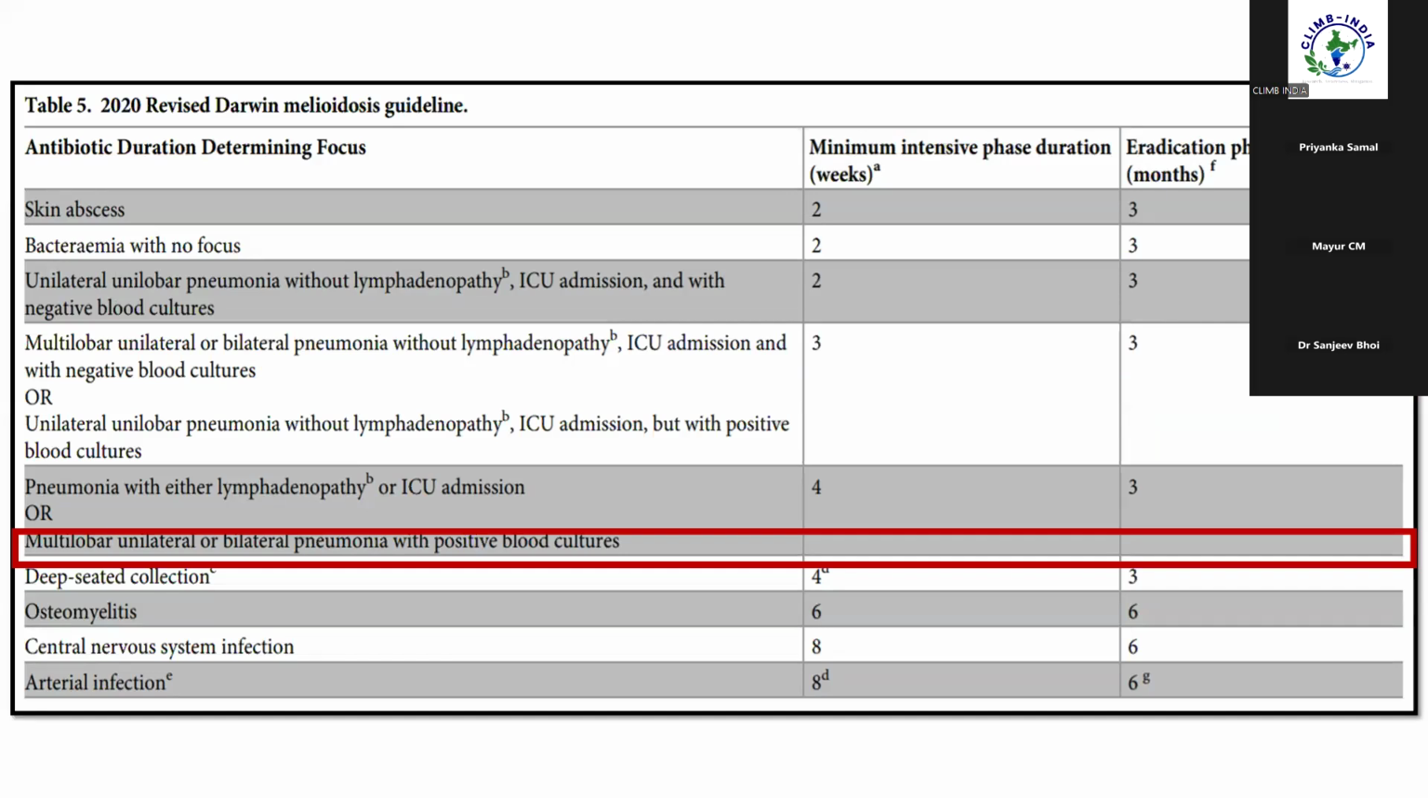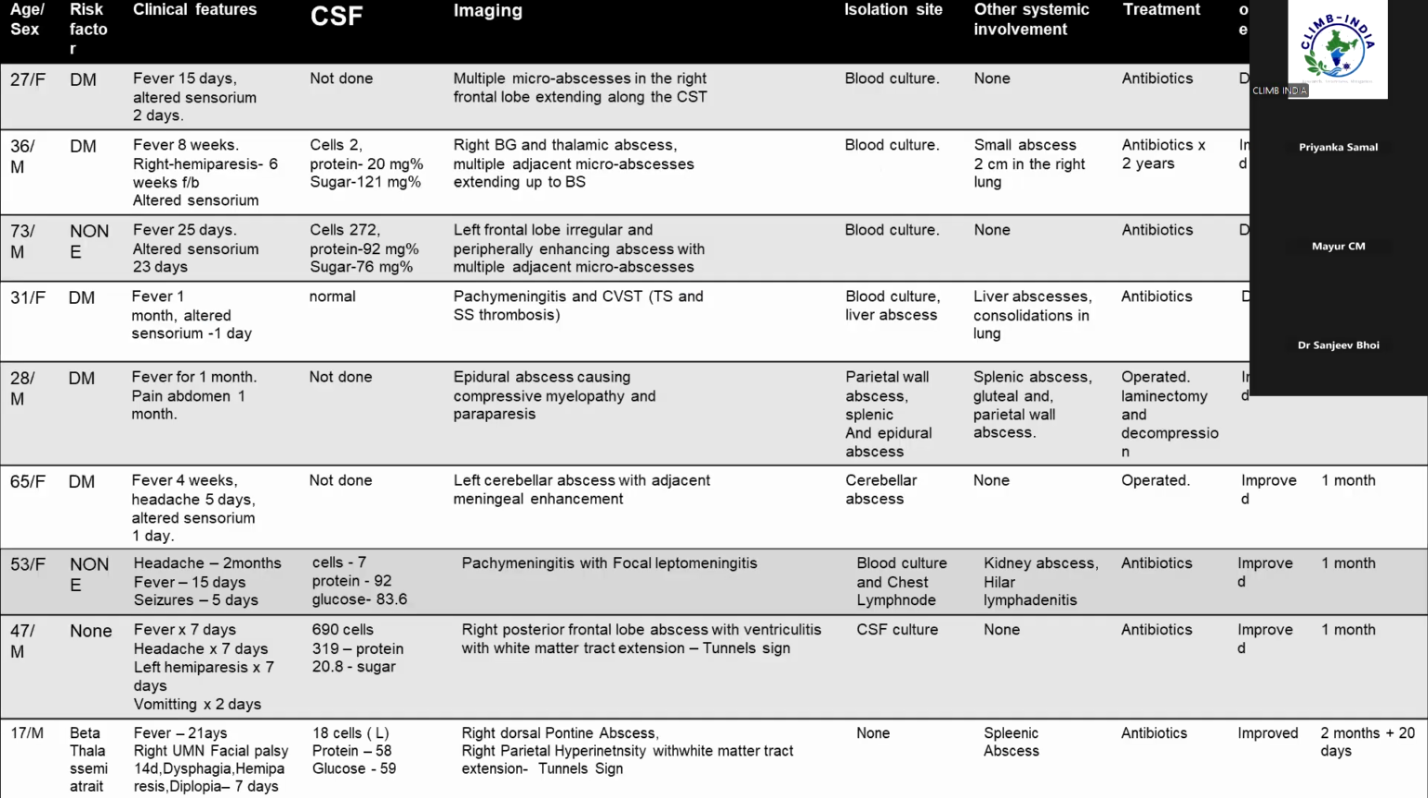Next, running through our institution's experience in neuromelioidosis: we have till now about 12 cases of neuromelioidosis, out of which 9 were culture proven, with isolated organisms. We have had these 9 cases from about 2020 to 2025. Four of the patients succumbed, and the rest of the 8 patients improved. Among them, 6 patients had extracranial manifestations in the form of liver abscess, splenic abscess, and kidney abscess.